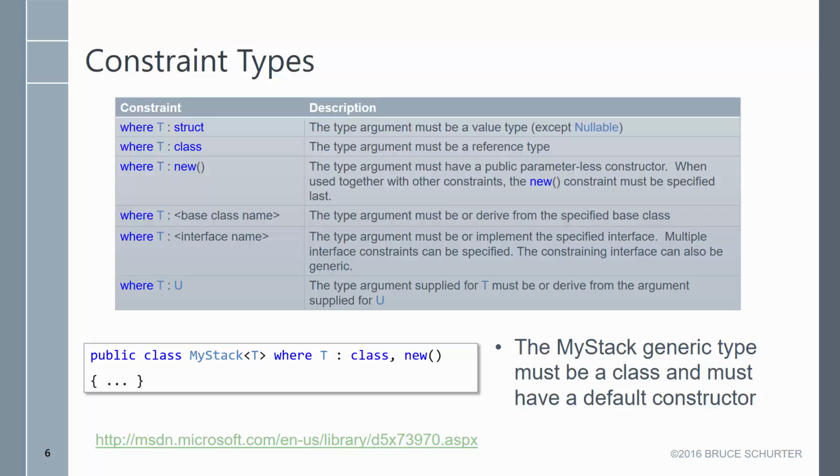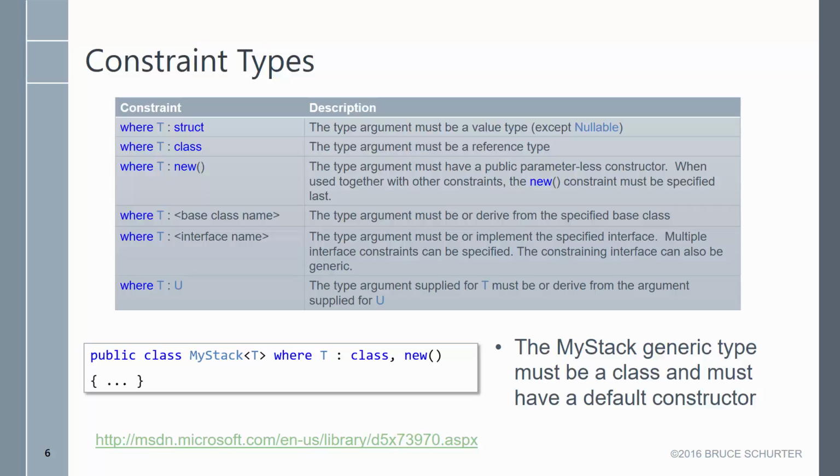Where T colon new parentheses, this is the one that enforces that a default constructor must be present in the implementer. Where T colon base class name, that says that the item must be of a specific base class type. We discussed this with the Person, Student, Employee, Teacher example in the previous slide. Where T is of type interface name, basically the same thing as above, except we're forcing it to be of a specific interface type.